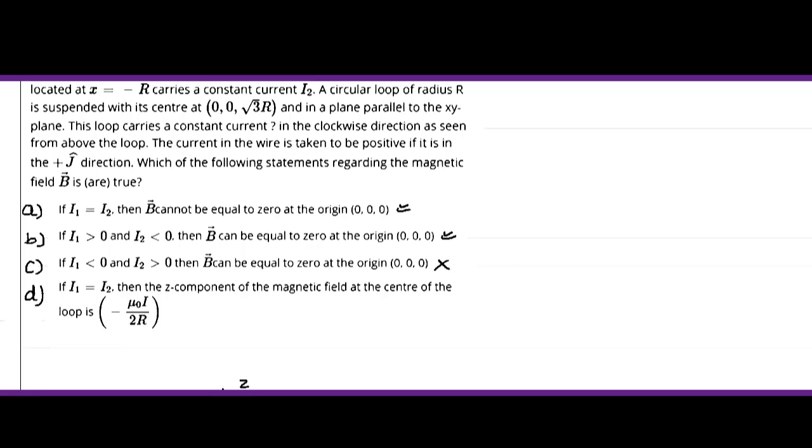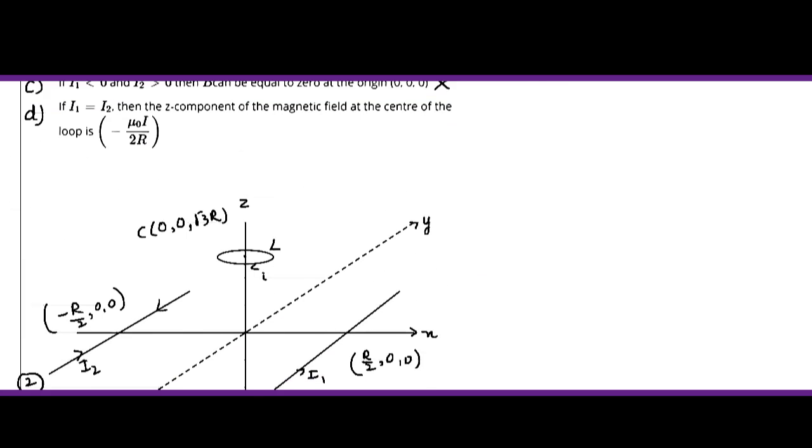Now if I1 is equal to I2, the currents are the same. That means the first situation is now persisting. Now the Z component of the magnetic field at the center of the loop is given as mu naught I divided by 2R. Now at the center, what should we do? We should join these lines. First of all, we find the magnetic field at this center due to these wires, so we join these points like this.